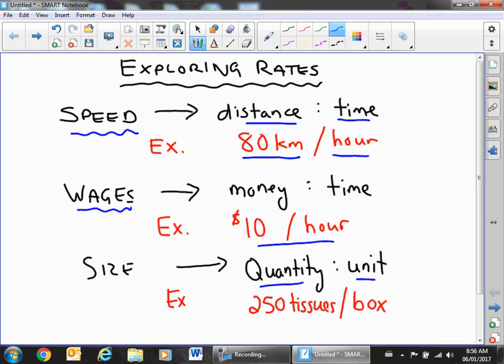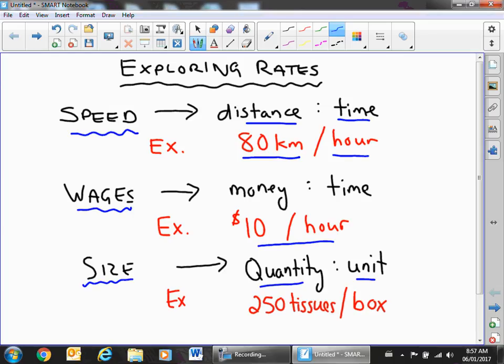Another common one would be wages: the amount of money that you earn compared to the amount of time that you actually put into it. So if somebody's working, they could be making, say, $10 per hour. And most commonly, we see it a lot when we go grocery shopping. We're looking for quantity compared to the size. For example, you'd have 250 tissues in a box, or a certain price for the amount of milk that you would get. So say 4 liters of milk for $4.50.